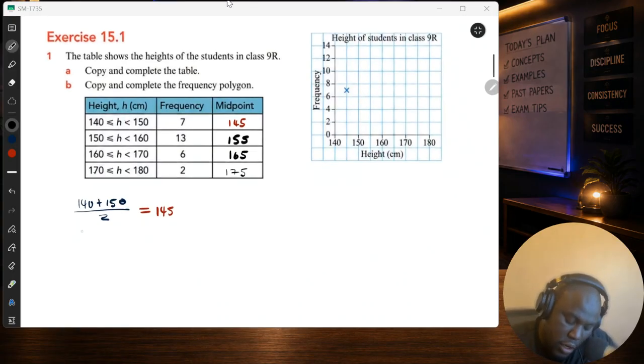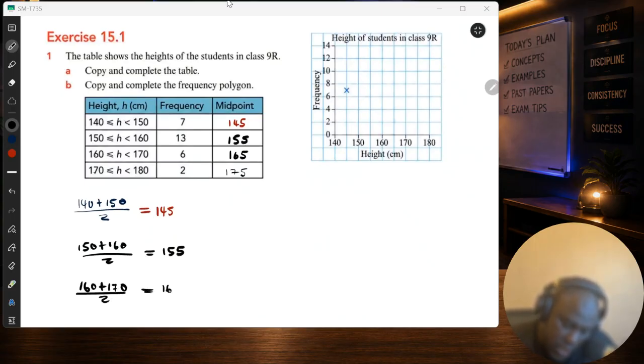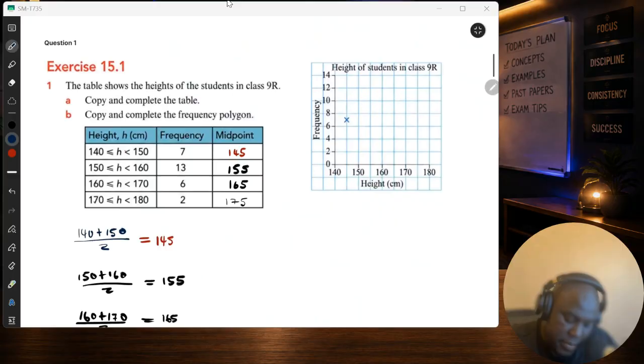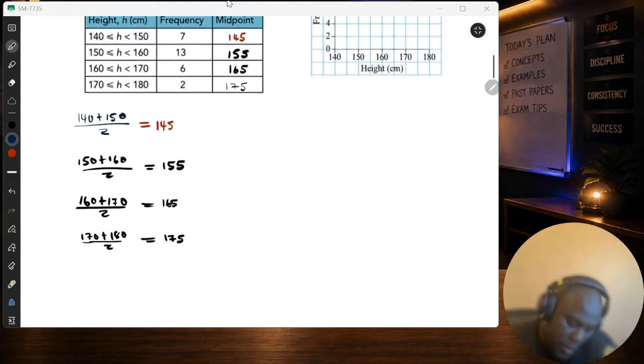If you don't want to do it the hard way, it's going to be 150 plus 160 over 2, which we said will give us 155. Then the other one is 160 plus 170 over 2, which we said will give us 165. Then 170 plus 180 over 2, which we said will give us 175. Okay? The smaller one, 170, you add 5, it becomes 175.